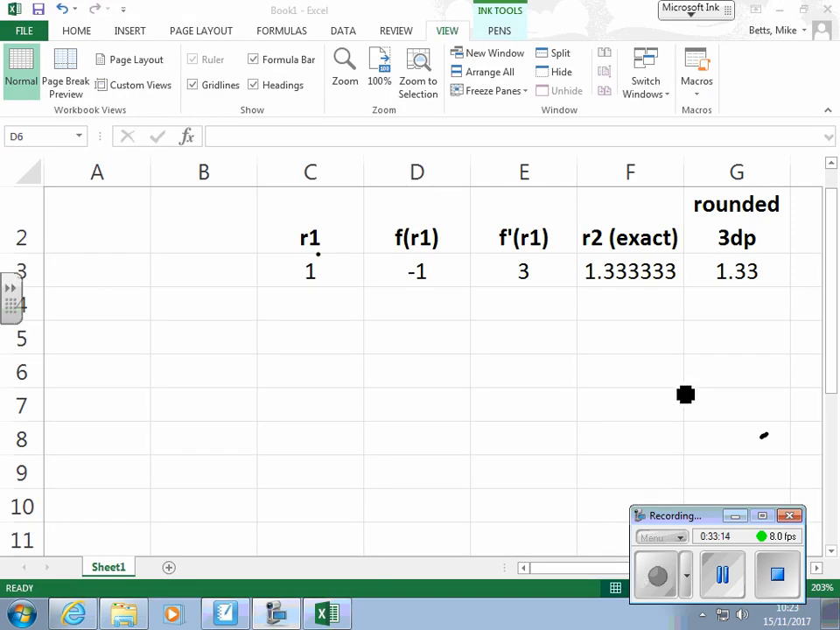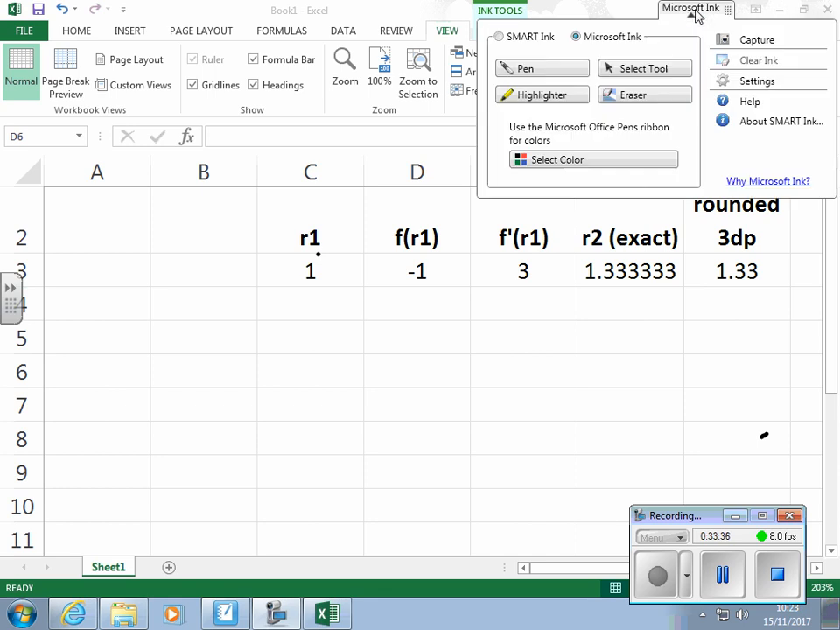Spreadsheet method. Are you ready, boys? Wait till you're all looking. Put my headings in. R1 in that column. The value of the function at R1 in the D column. Value of the differential in there. Calculate the new R2 and round it in the end.